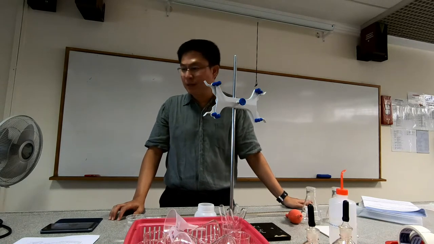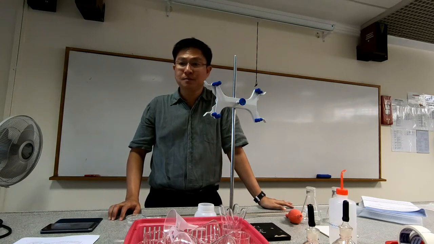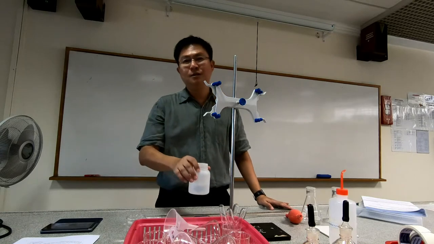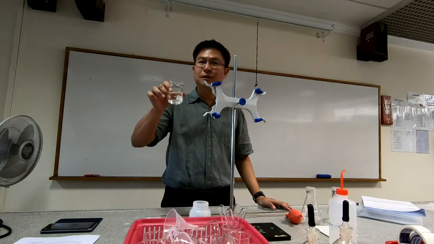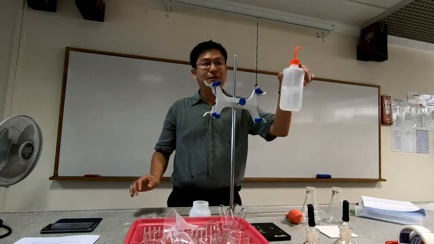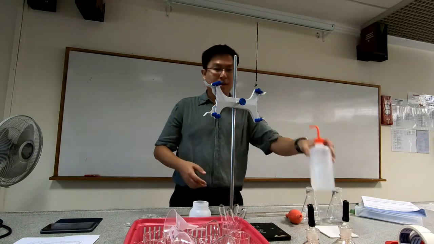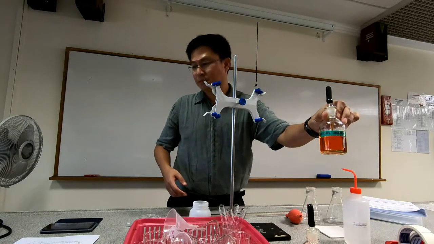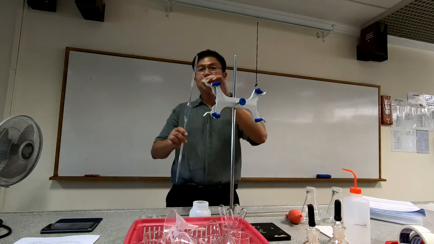Let's look at the page containing the chemicals and apparatus that I use. First, we have FA1, which is your sodium hydroxide solution. I have FA2, which is your hydrochloric acid solution. I've got a bottle of deionized water. I have methyl orange indicator. And over here, we have a pipette.